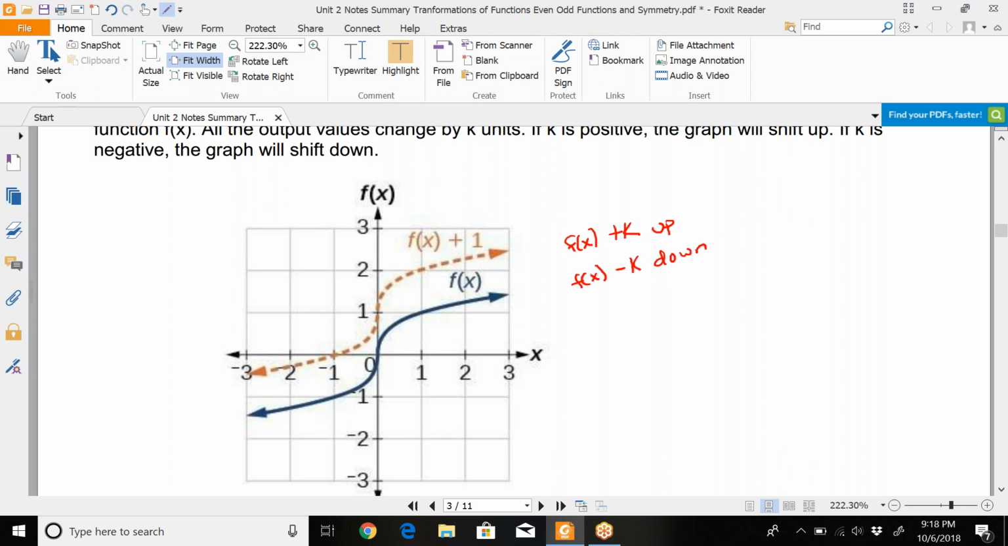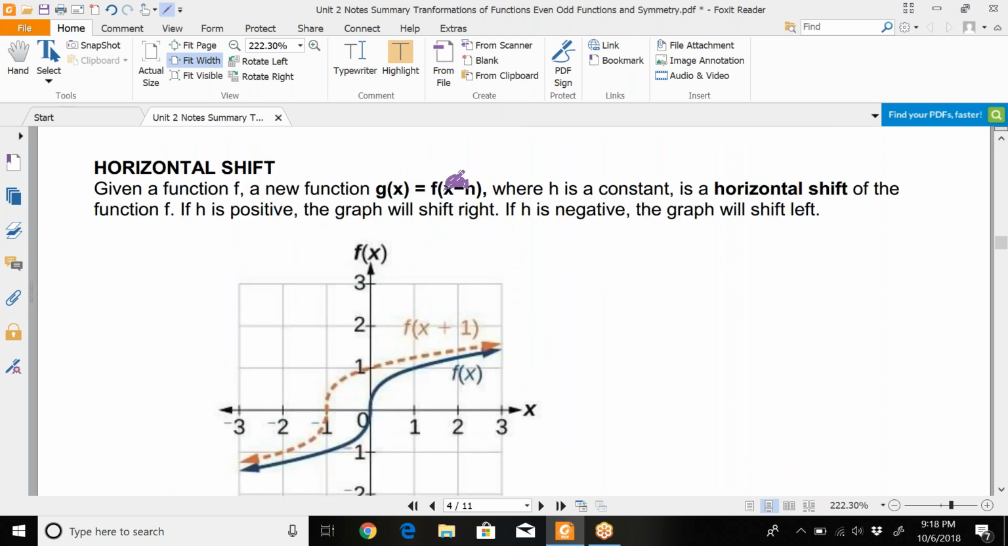Another type of shift that we can do is shifting right or left. And notice the structure of this is a little bit different. Notice that this is happening not outside of the function, but inside of the function.